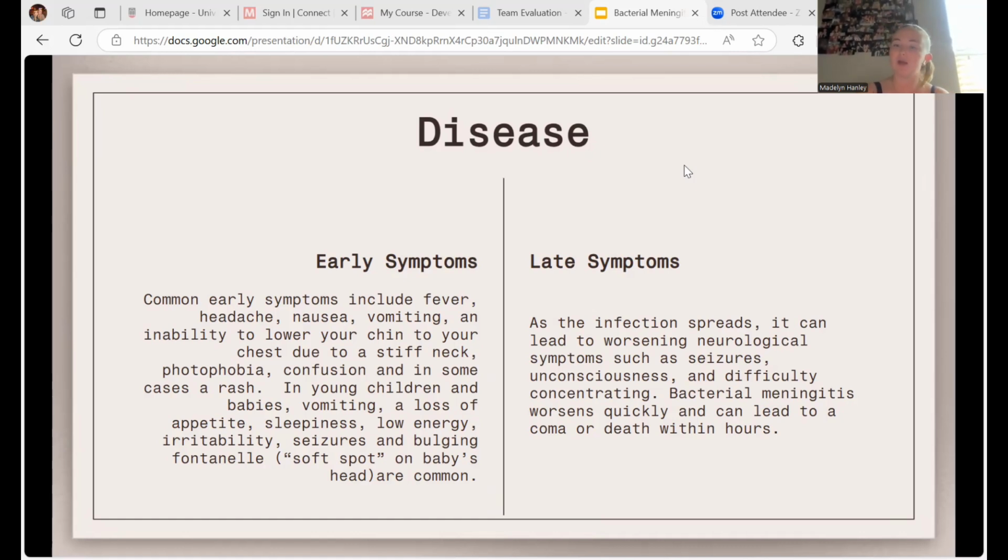As the infection spreads, it can lead to worsening neurological symptoms such as seizures, unconsciousness, and difficulty concentrating. Bacterial meningitis worsens quickly and can lead to a coma or death within hours. This is why it is important to go immediately to the ER, just like our patient did after experiencing such symptoms.